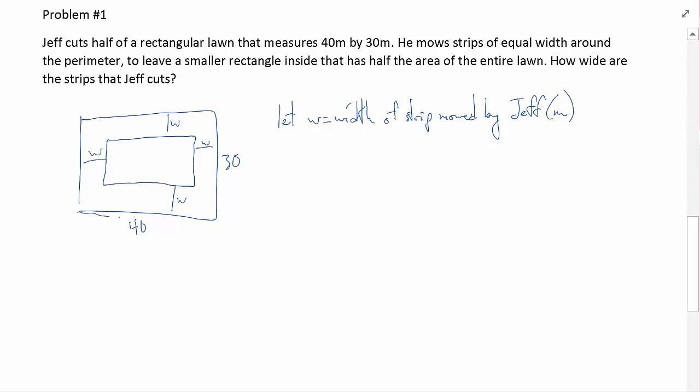Well, if the whole length here is 40, then the resulting piece here is going to be 40 minus 2w. And likewise vertically, if it was 30 along the right-hand side, this is now going to be 30 minus 2w. The area of the inner rectangle is (40 minus 2w) times (30 minus 2w). And this has to be equal to half of the area of the original entire rectangle, which is 40 by 30.